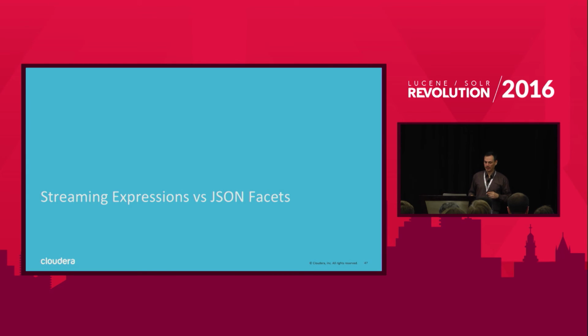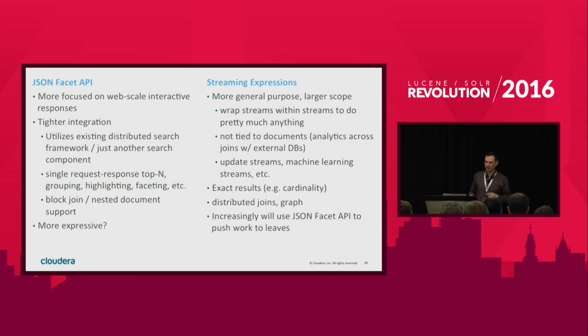And finally, just one quick slide on JSON Facet API versus streaming API. What are the differences? We have more and more ways to calculate, in some ways, some of the same things. So I'll try to give some pluses and minuses and where each are going. The JSON Facet API, like I said earlier, is a little bit more focused on the web scale interactive response. Really focused on, look, this needs to be sub-second, and not take up too many resources because we have thousands of these in parallel from all of our users.